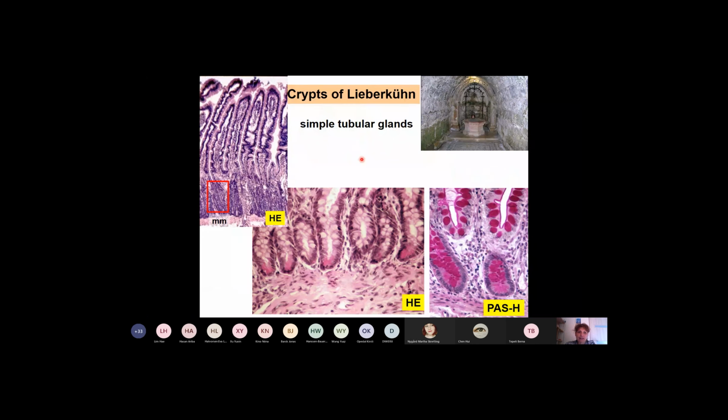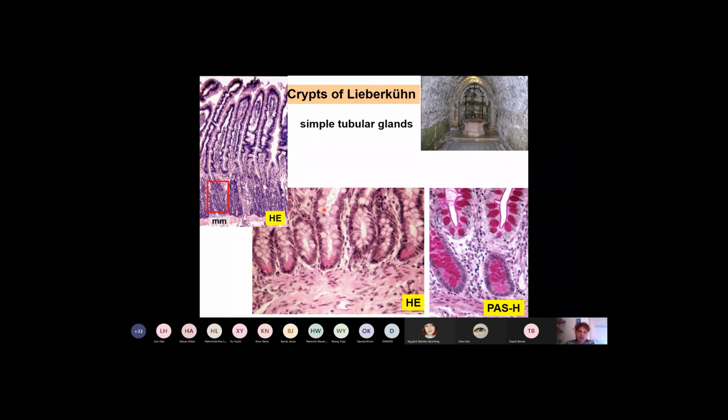Okay, so let's go further now to these glands. Yes, so we discussed now these villi, and if you have a look at this picture, the simple tubular glands of the small intestine are found in the lower part of the mucosa, and they always enter the surface between two villi.